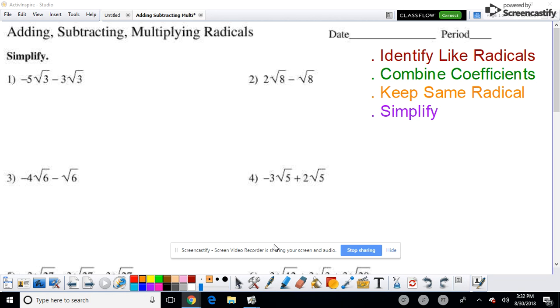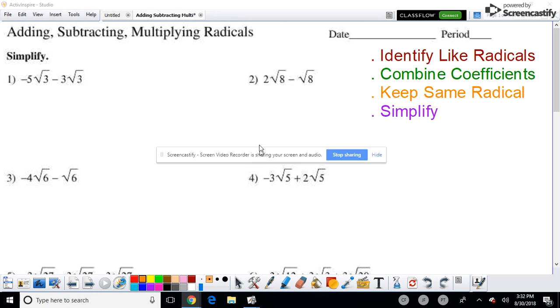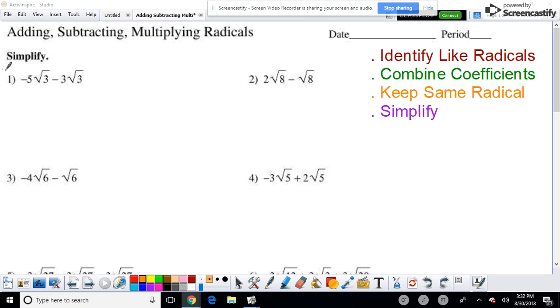Today, we're talking about adding and subtracting and multiplying radicals. So, in this video, we'll just go through a couple of examples and pick out some things we need to remember. Here's what I like to use when we're adding and subtracting. So, let's just jump right in.